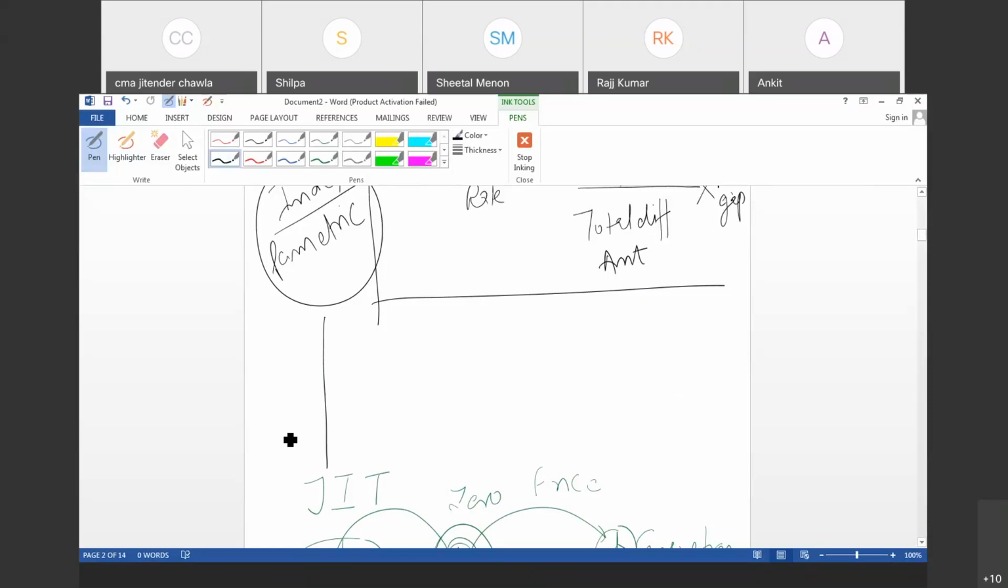Is this one clear? Should I go on with the explanation or should I stop? If the doubt is clear, the formula is clear, the concept is clear, should I stop? Okay. Thank you, Himanshu, for putting this notice.